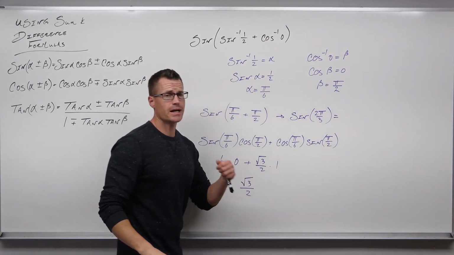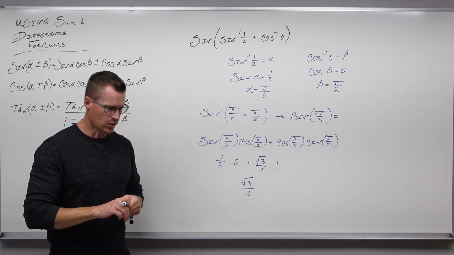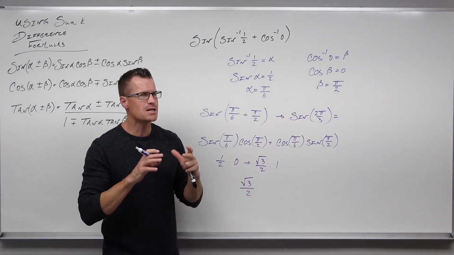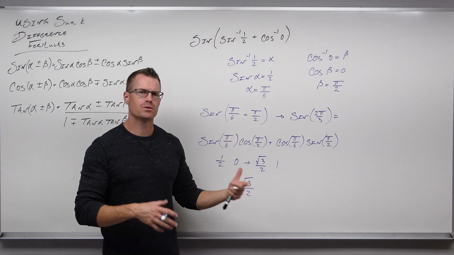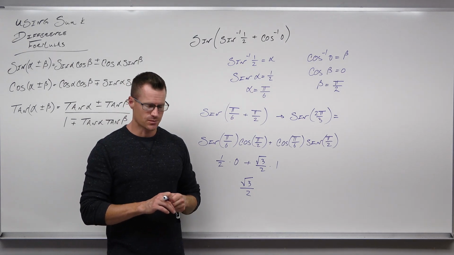And sure enough, sine of 2 pi over 3 is exactly square root 3 over 2. So it does work if you add them together, provided that is still in a unit circle. If it's not, then this is the way to go. So there's two options. Either one is really just fine. That can save you some work sometimes though. So I hope that makes sense.